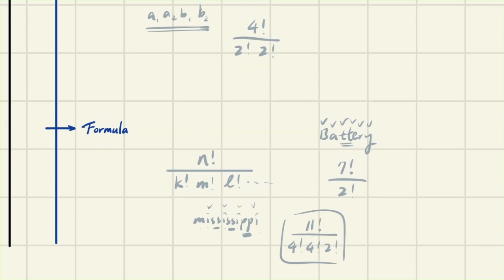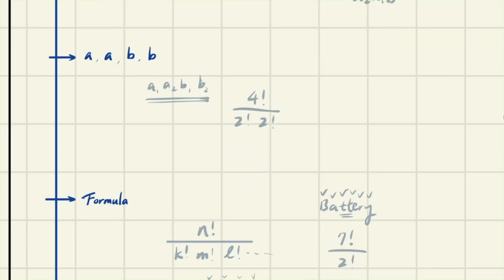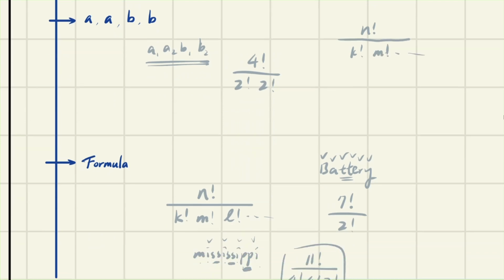So just to recap, if you have n different things, let's say in the case of AABB, then you first treat them as different things, so it's n factorial. And then you divide by the permutation of the objects that are the same. In this case, AA and BB, so divide by 2 factorial, 2 factorial. In general, let's say k factorial, m factorial, and so on. Like the case of battery and Mississippi.